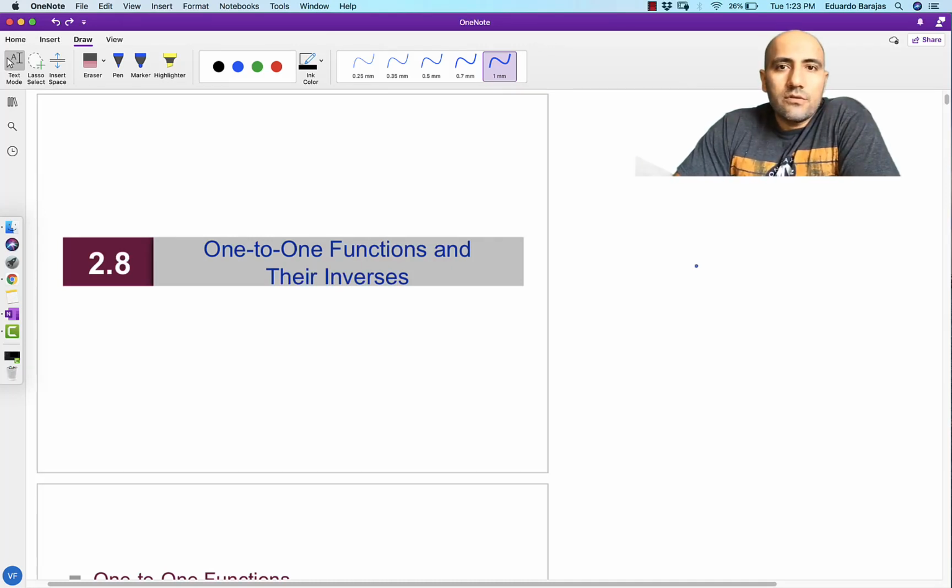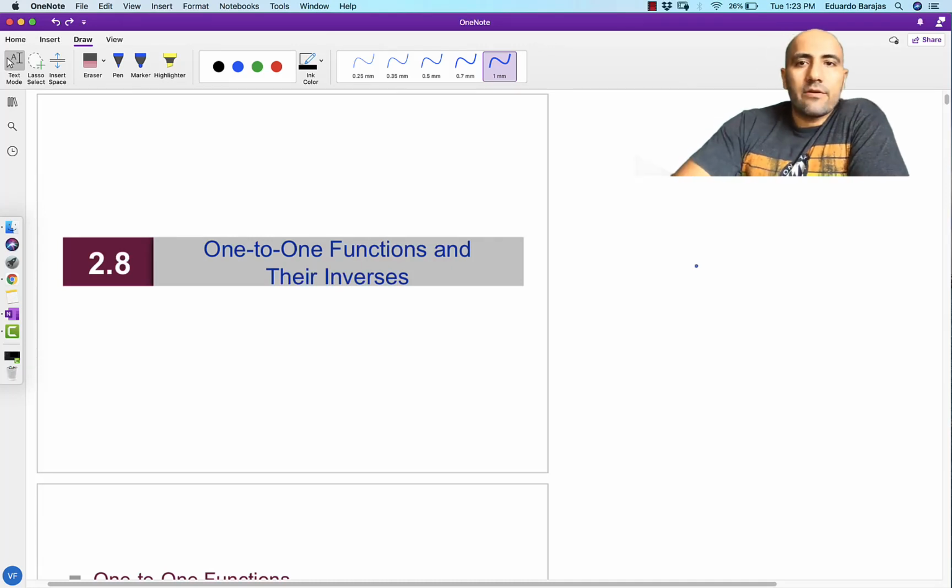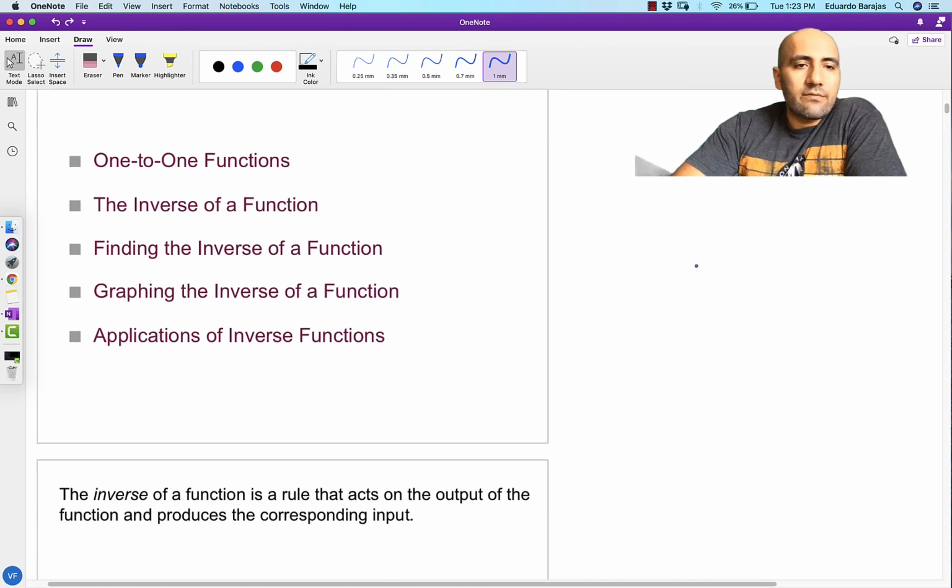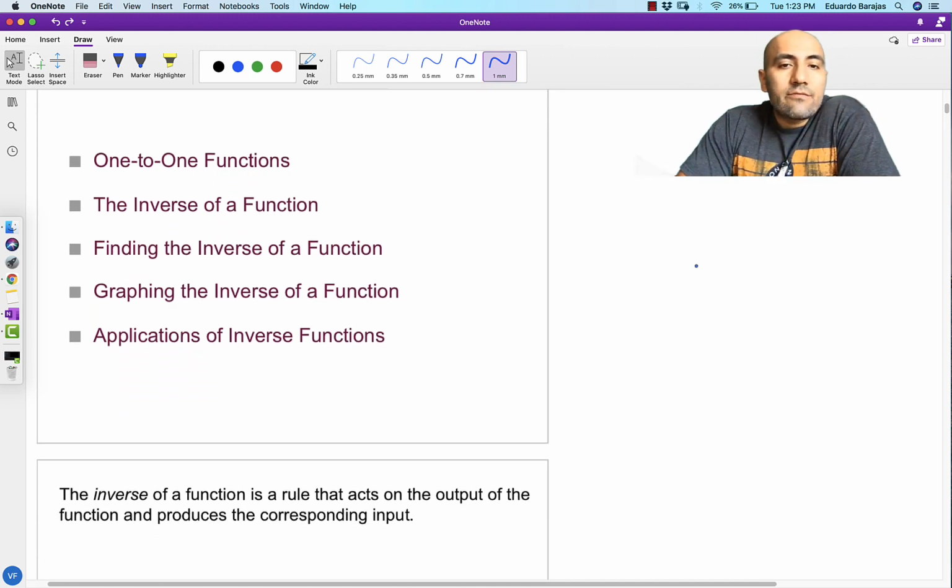Okay, Chapter 2, Section 8, one-to-one functions and their inverses. So in this section, we're going to cover one-to-one functions, the inverse of a function, finding the inverse of a function, graphing the inverse of a function, applications of inverse functions.